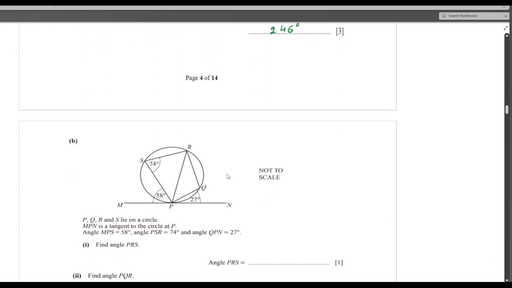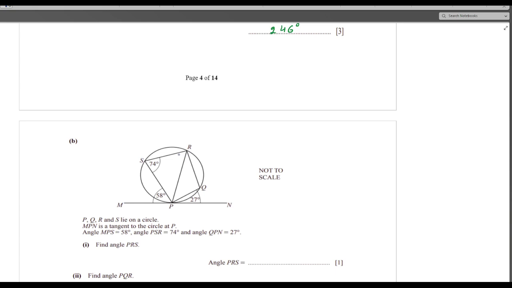Now B part. PQRS lies on the circle. MPN is a tangent to the circle at P. Angle MPS is 58. Angle PSR is 74. Angle QPN is 27 degrees. Find angle PRS.